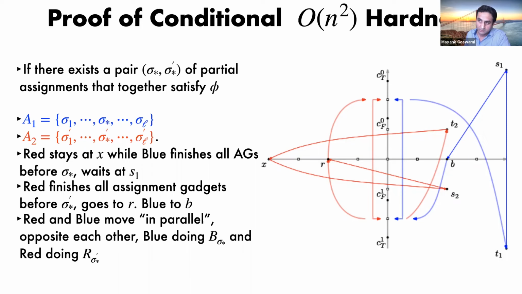Now red starts while blue is at S1, and red goes to S2, which is distance at least 1 away from S1, goes to R, and then red finishes all of its useless assignments and comes back and waits at R. Okay, so now red and blue have both finished their useless assignments. Red is waiting at R, blue is waiting at S1.